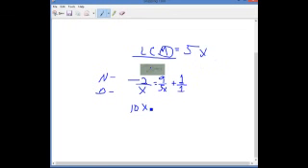5x times 9. There's an equal sign, so we'll bring the equal sign down. 45x, plus, bring down the plus, 5x times 1, 5x. Easy peasy lemon squeezy.